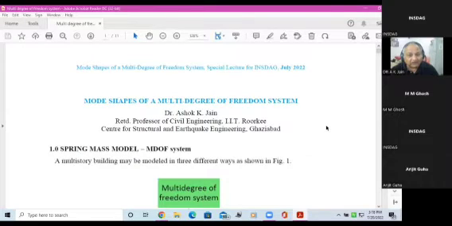So what I will do today is first of all tell you about what is the multi-degree freedom system, how it is simplified, what are the mode shapes, what is the meaning of mode shape, and what is the meaning of frequency and so on.